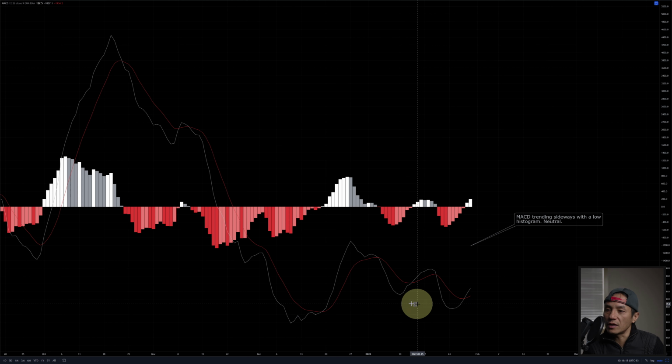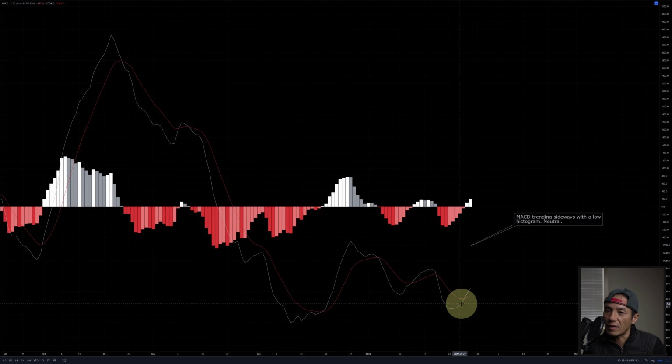So when the MACD line is below the red signal line, that's when you get this curve right here. You get this histogram that's red. When it's below, it's bearish. When it goes back up above the red line, it's bullish. So you see that. These measure the delta. It measures the difference between the white line and the red line. If the white line is below, the distance between the two is these bars here.